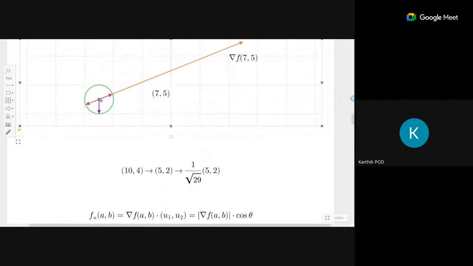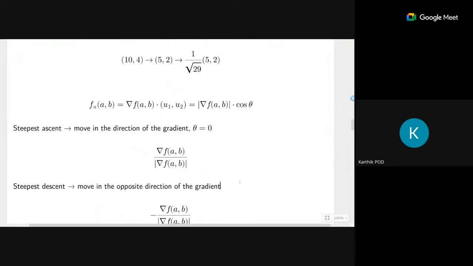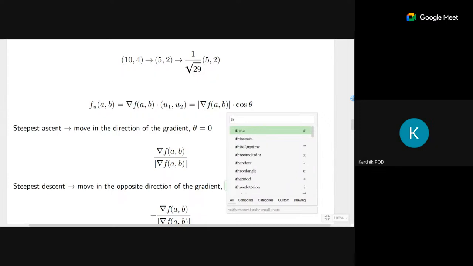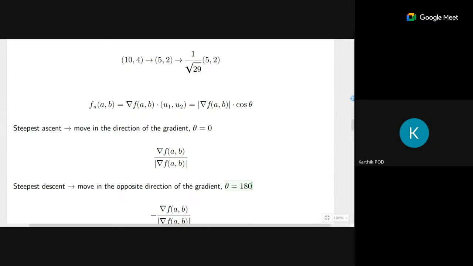So for this vector and this one and this one, theta is zero. Here theta is 180 degrees, as you can see. Right? So yes, this will correspond to theta equal to 180.